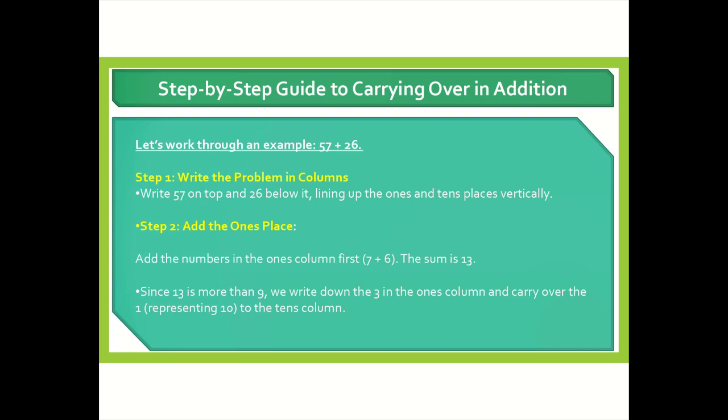Step 2. Add the ones place. Add the numbers in the ones column first, 7 plus 6. The sum is 13. Since 13 is more than 9, we write down the 3 in the ones column and carry over the 1, representing 10, to the tens column.